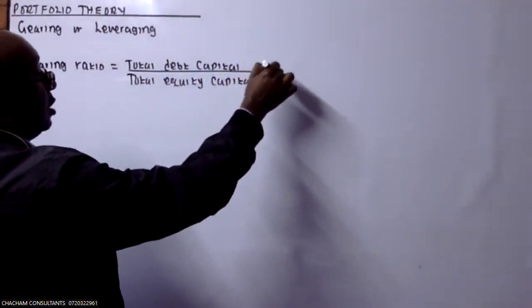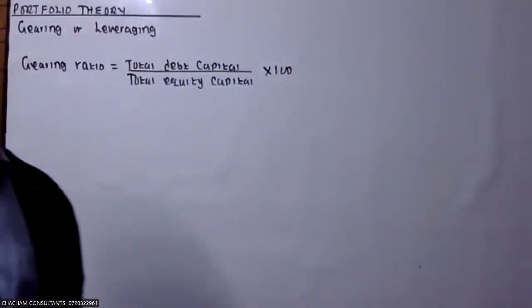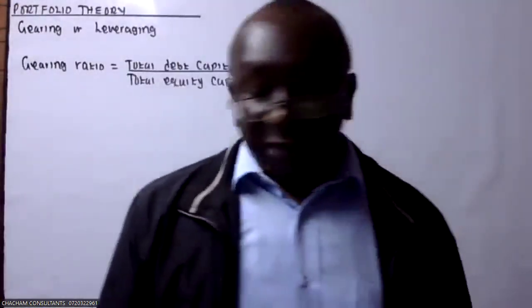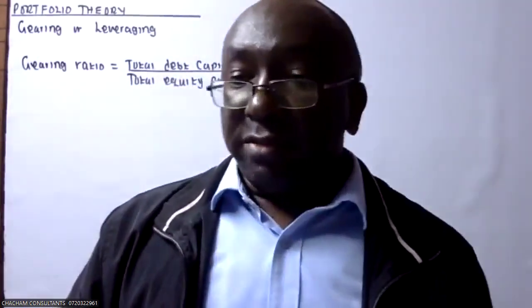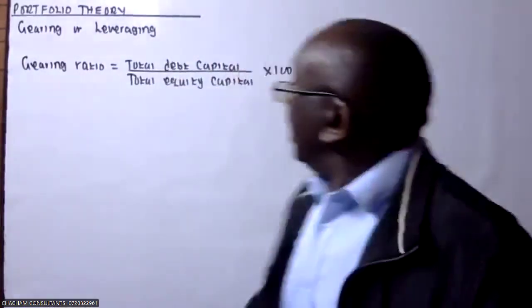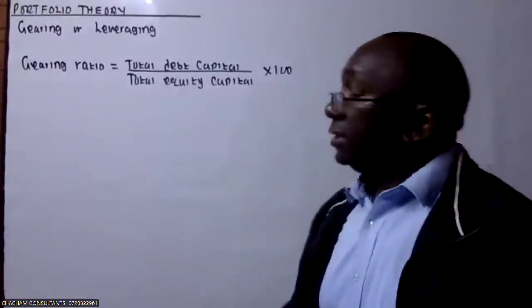Now this one, you can multiply by 100 or you can leave it as a ratio. It is that simple. It is simply the debt divided by equity.